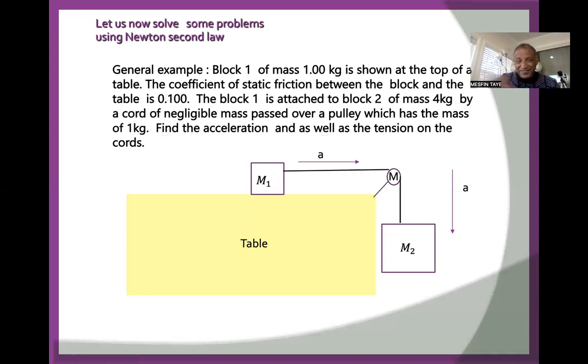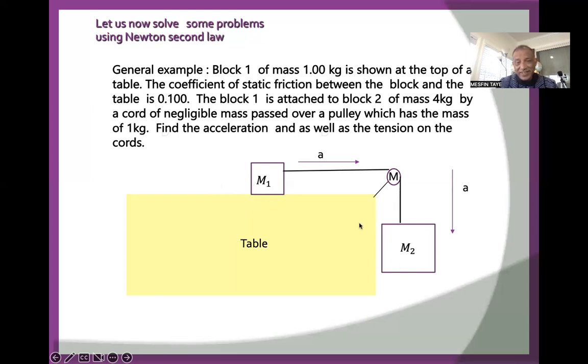Clockwise direction. So this problem is a little bit different, but I'm not directly solving it. I'll systematically solve by taking different cases so that you can have a basic understanding. Let me repeat the problem. I have mass 1, which is 1 kilogram. I have mass 2, which is 4 kilogram. I have a pulley, which is 1 kilogram. And then there is a coefficient of friction here.